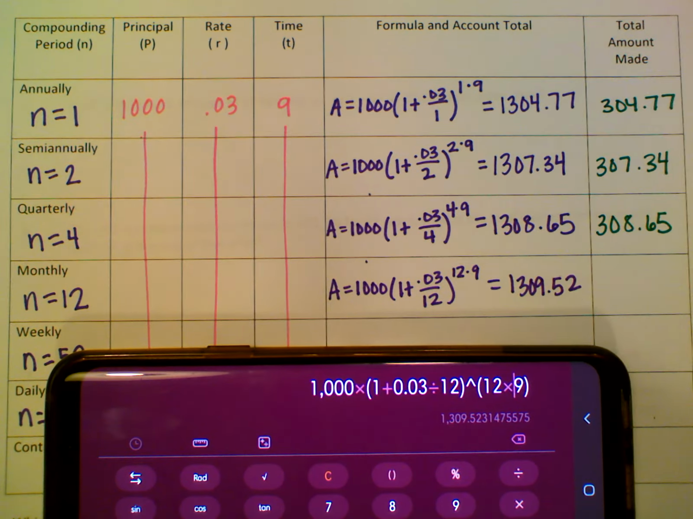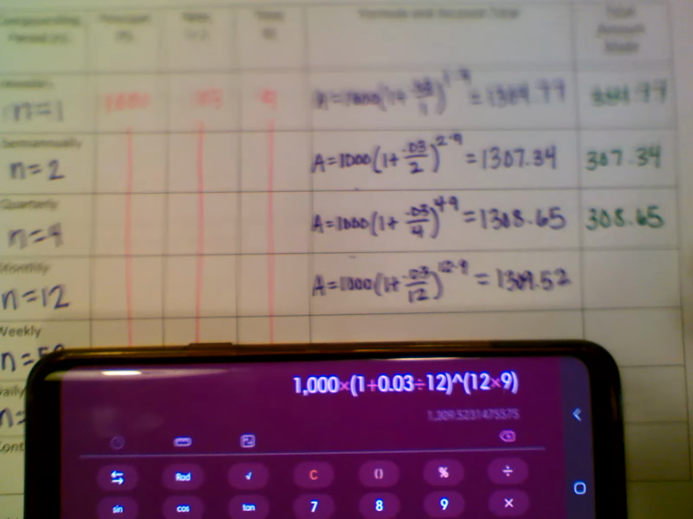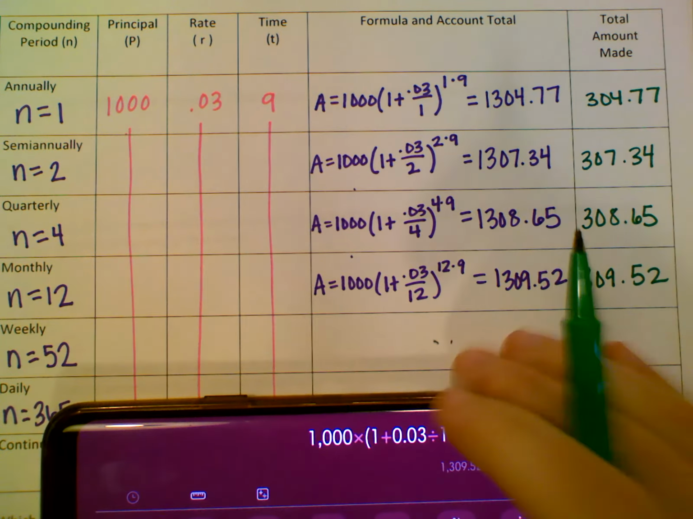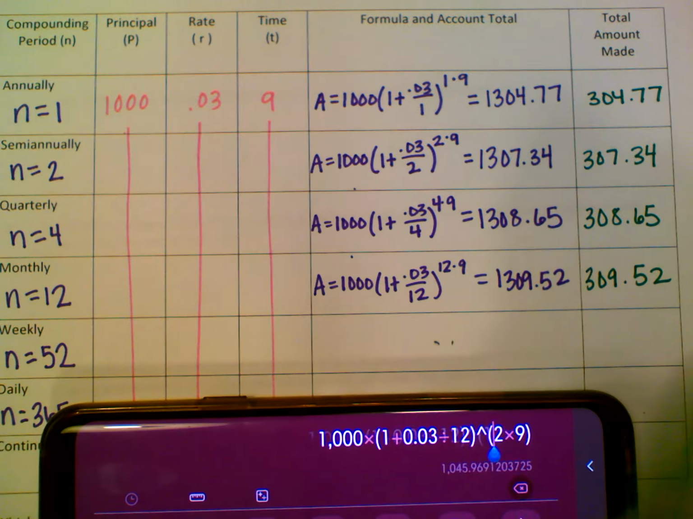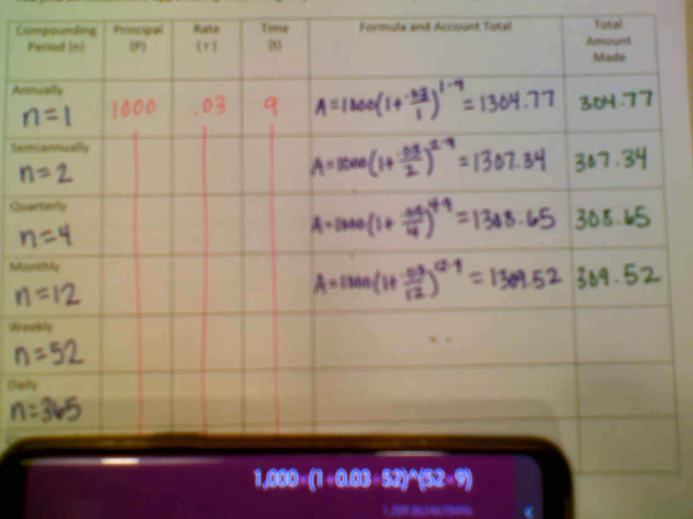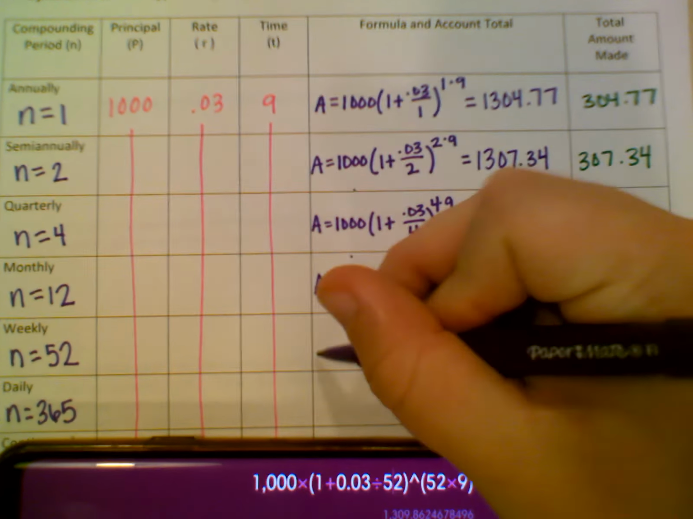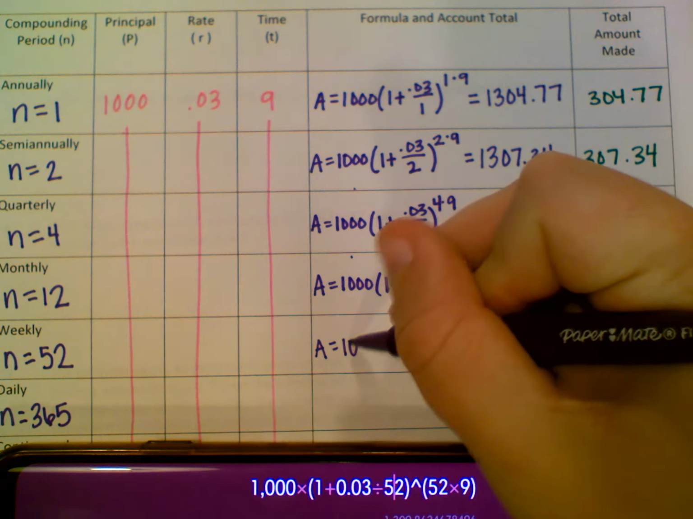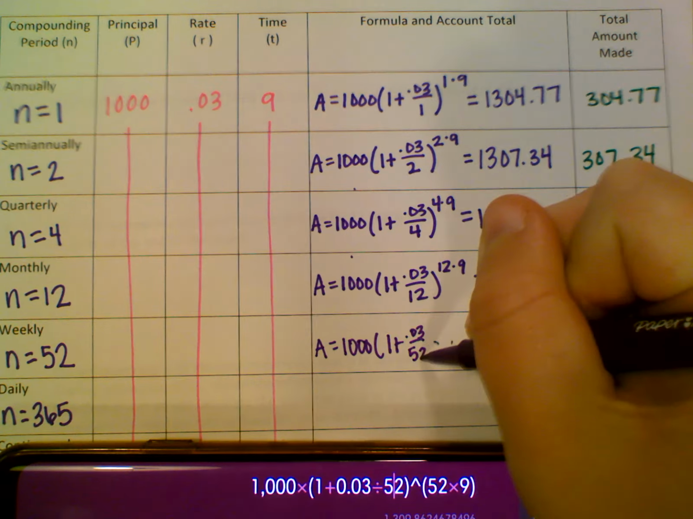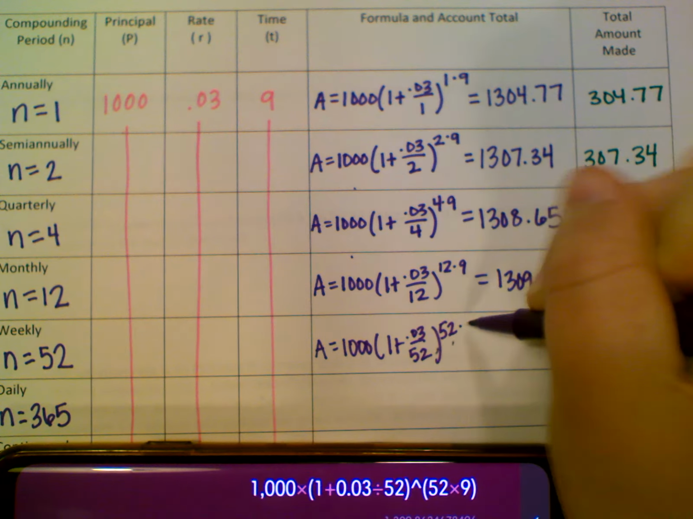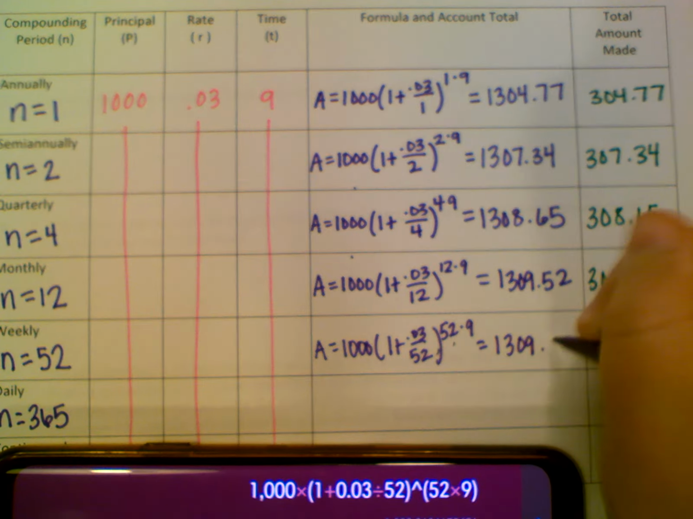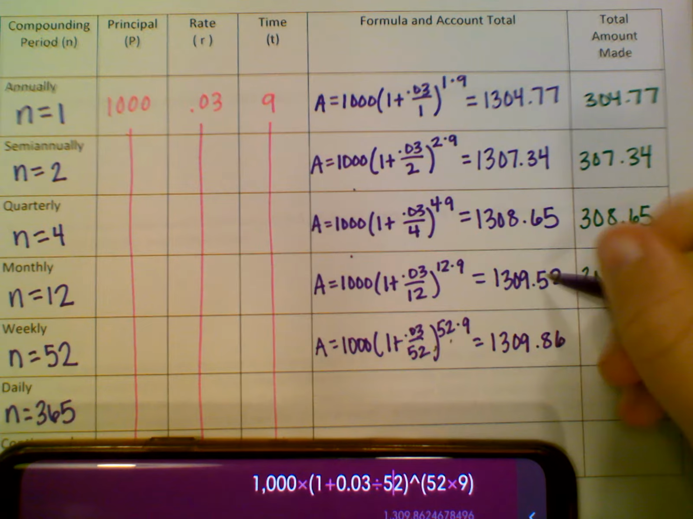So you've made 1,309.52. Our next one is weekly, which will be 52 instead of 12. So that's 1,001 plus 0.03 over 52, to the power of 52 times 9, which gives 1,309.86. So it did go up just a little bit. That's kind of frustrating, that difference there, right?